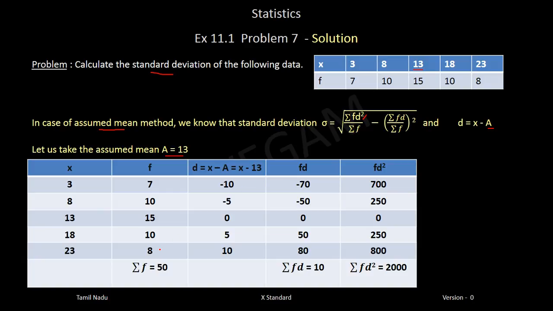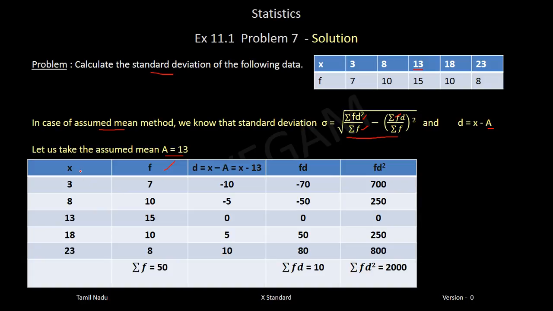See whether we now have everything. fd square is there, summation of f is there, summation of fd is there. So we have a table which will give us the values of all these variables, right? So it's sufficient. Let's start working.